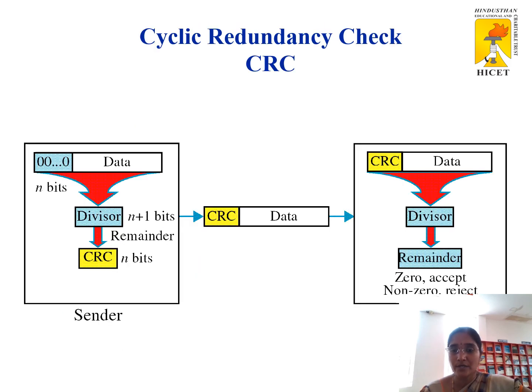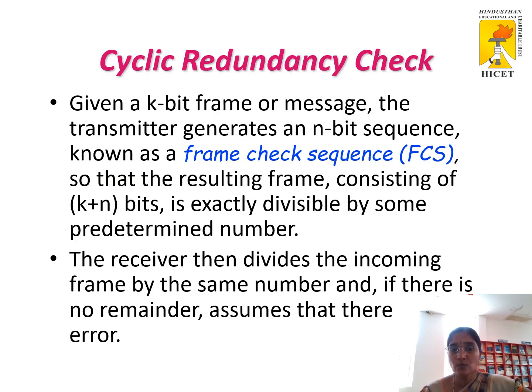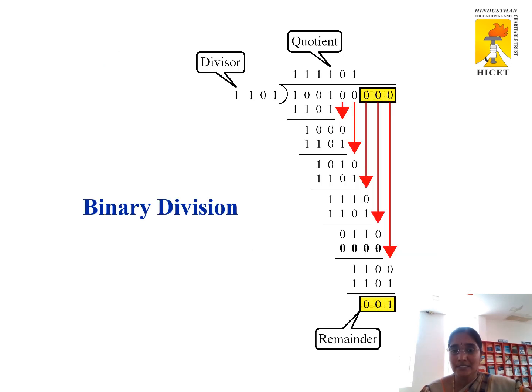When you see the cyclic redundancy check, it goes for n number of checks, repeatedly, until the result is zero and accepted, or non-zero and rejected. That is what we call cyclic redundancy check. So k-bit frames or messages will be present, and the frame check sequence will be checked by dividing the incoming frames by the same number, and if there is no remainder, it assumes that there is no error.